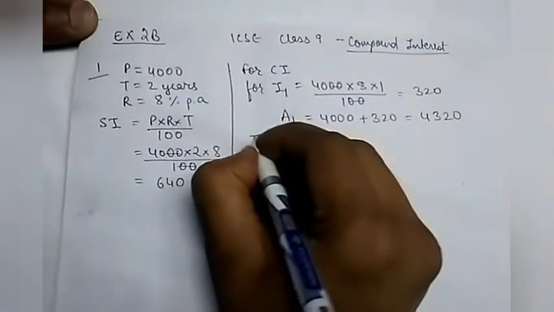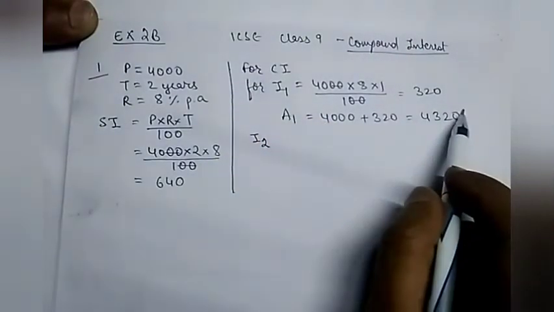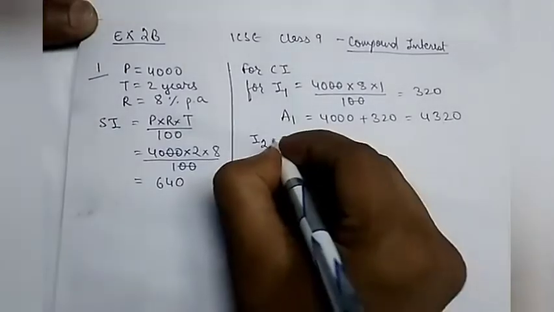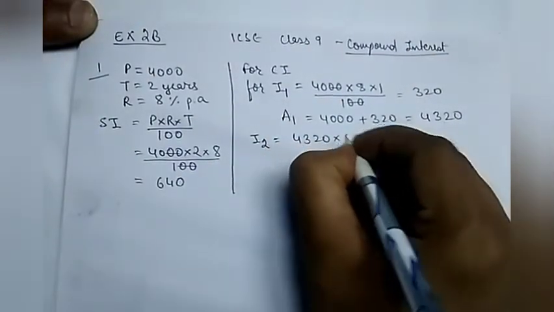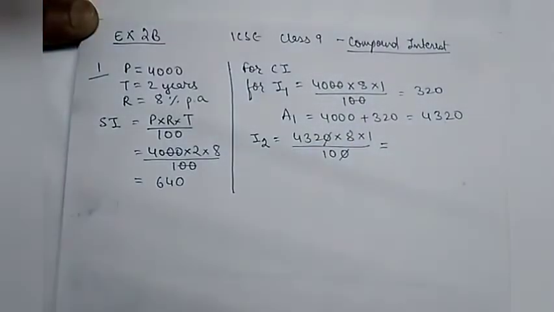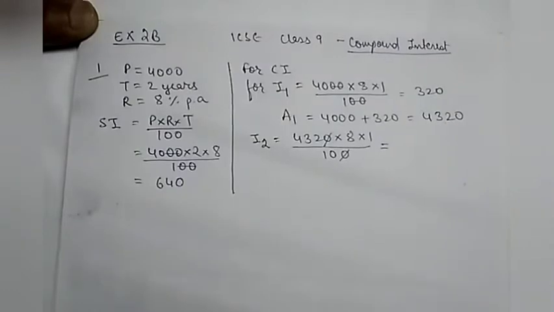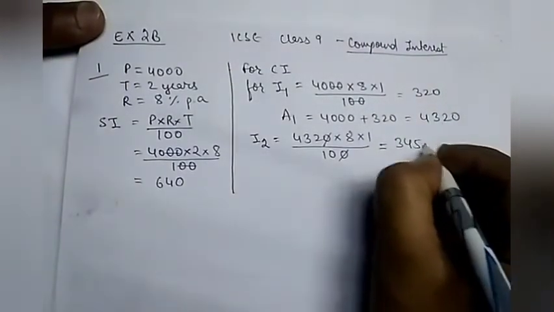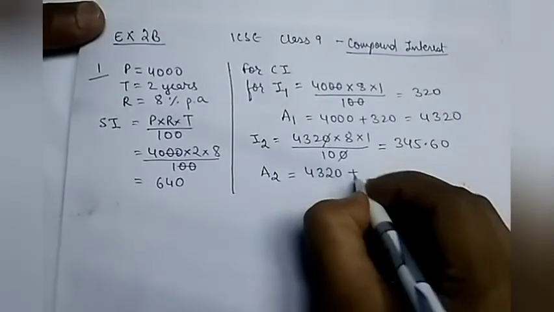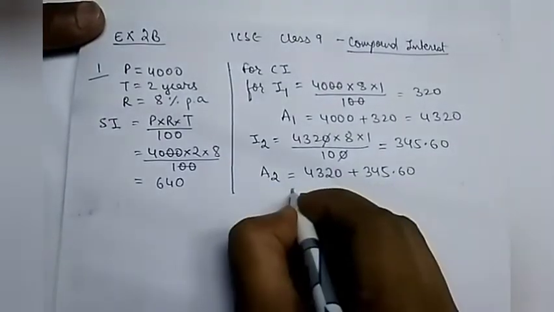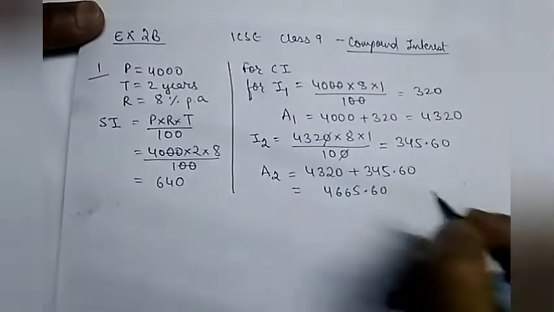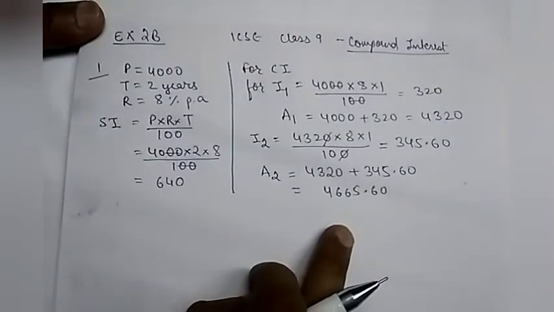For the second year, means interest for the second year, this is the amount at the end of the first year, so this will become the principal of the second year. So principal into rate into time by 100. By calculating, we are getting 345.60. So amount at the end of second year is equal to 4320 plus 345.60, so this is equal to 4665.60. This is the total amount at the end of second year.